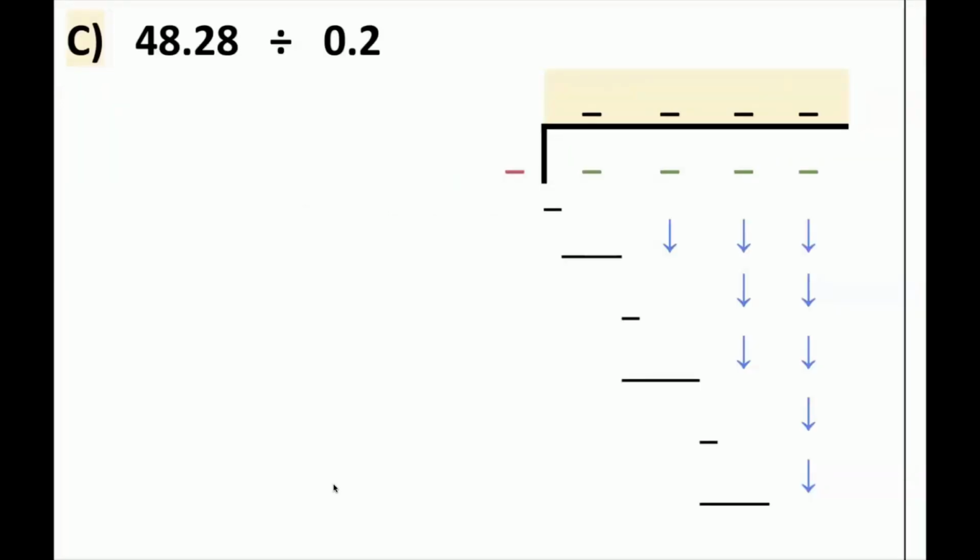Let's look at problem C. I want you to just set up your problem. So just fill in this portion right here, then come back to the video. The first thing we look at is our second number, 0.2. We're going to move our decimal forward 1 spot and get 2. We'll do the same thing in our dividend. And then we can go ahead and write our dividend inside the house and our divisor outside the house.